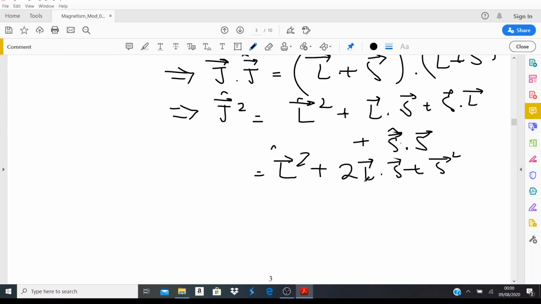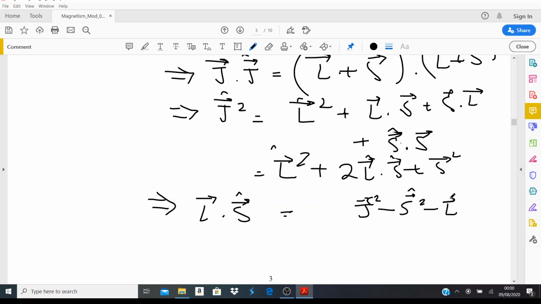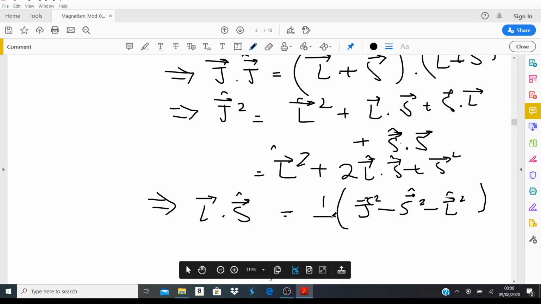So from here you can see that the L dot S operator is nothing but, you just bring all of the things to the left. So we have first J square, then we have S square on the left hand side, then we have L square, right? And then a factor of 2. So L dot S is nothing but half of J square minus S square minus L square.